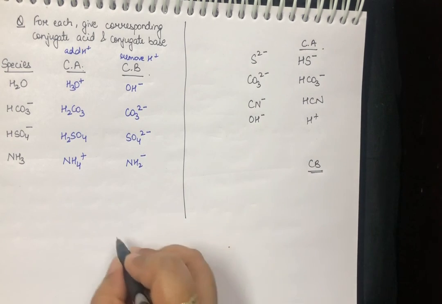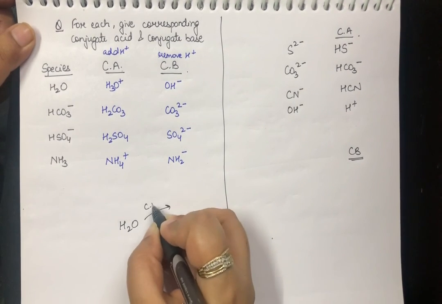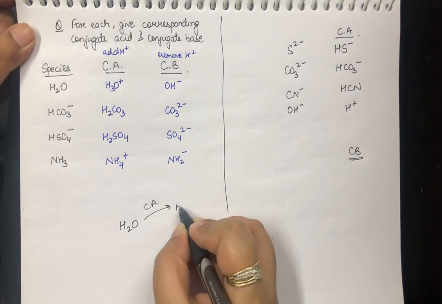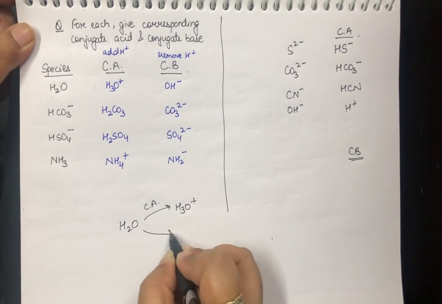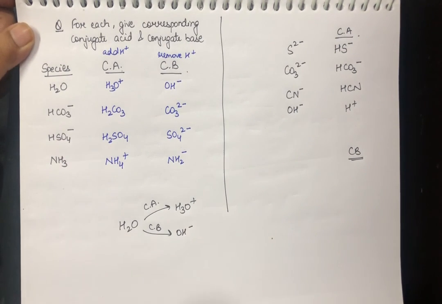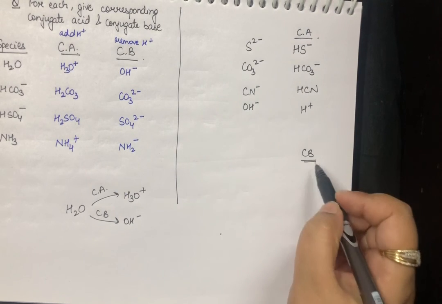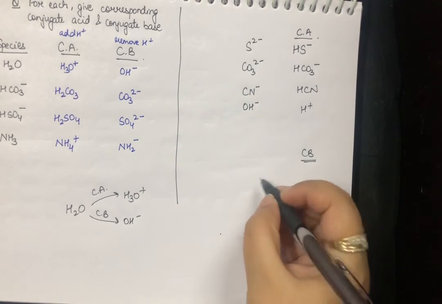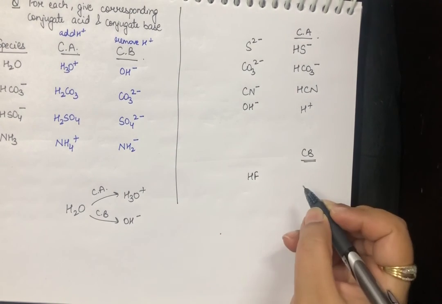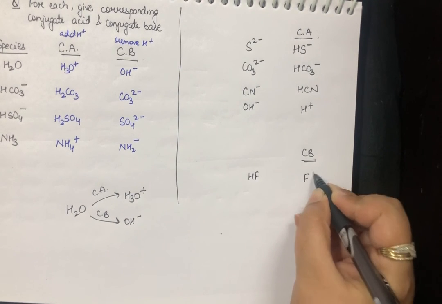So there are a few compounds, like if I take water, if I have to calculate the conjugate acid, it is going to be H3O plus, and if I have to calculate the conjugate base, it is going to be OH minus, right? So now if I'm talking about the same concept here, conjugate base, for example, if the question says calculate the conjugate base for HF, so you have to remove H plus, so this will become F minus.